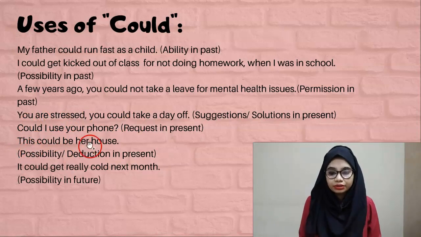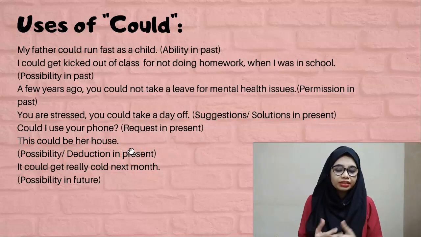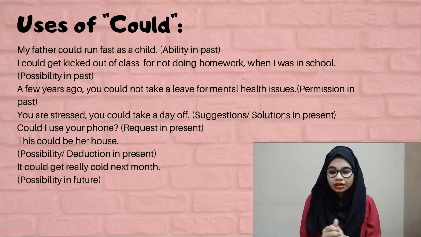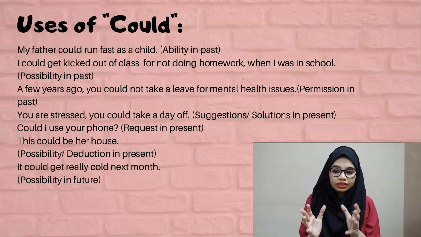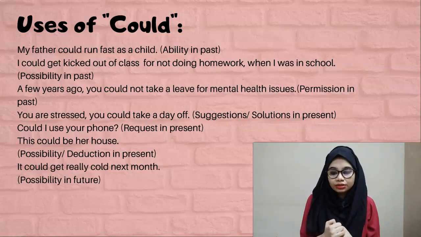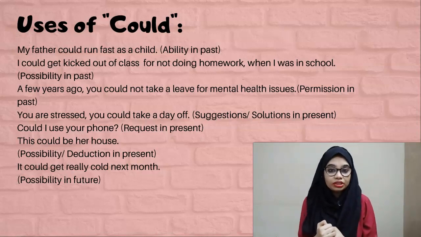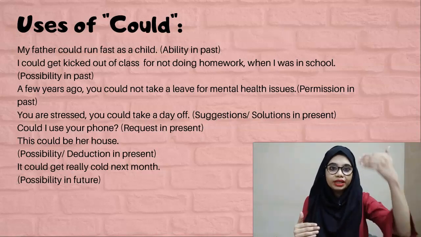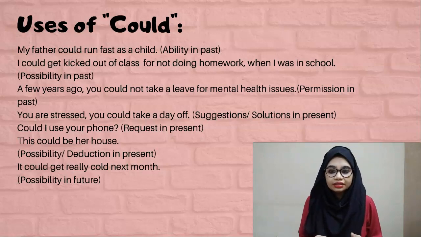This could be her house. So this is a possibility or a deduction in the present. So deduction means that you are trying to guess something. Looking at the situations, you are trying to guess what's going on. So that's a deduction. So this could be her house is a deduction in the present tense. It could get really cold next month. So we are talking about next month and we are hence talking about possibility in the future. So you could see that could has this big range of uses, and that is why I think most people get confused with this particular modal verb.